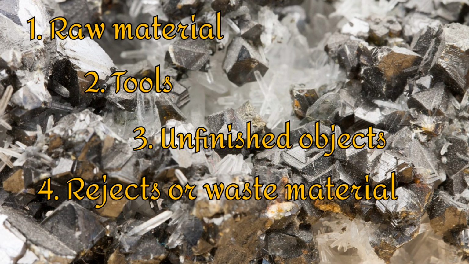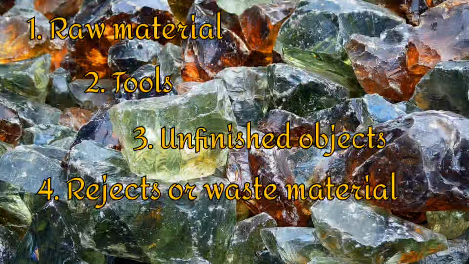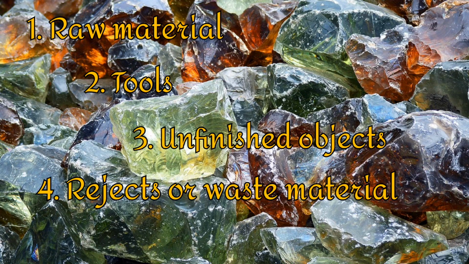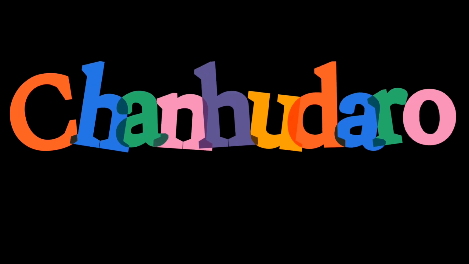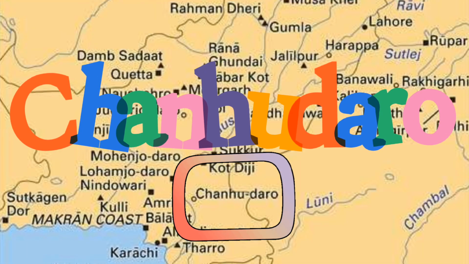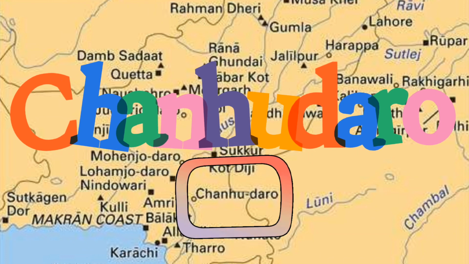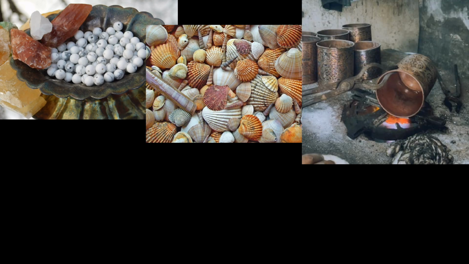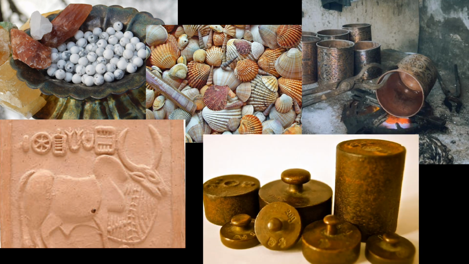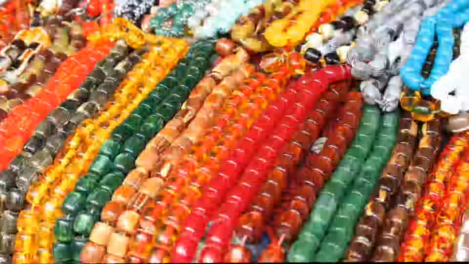Waste is one of the best indicators of craft work. If shell or stone is cut to make objects, then pieces of these materials will be discarded as waste at the place of production. Mohenjodaro was a tiny settlement which was exclusively devoted to craft production, including bead making, shell cutting, metal working, seal making and weight making. Among these, bead making was very important.